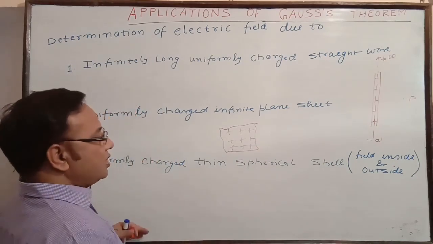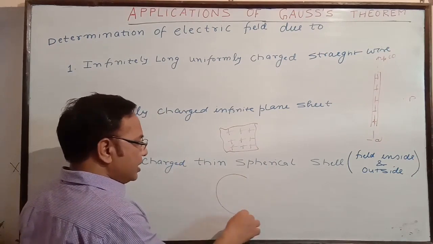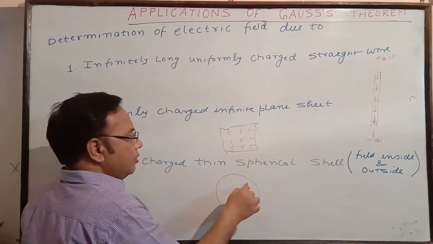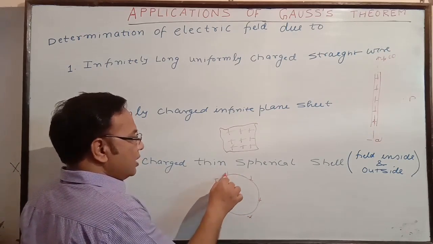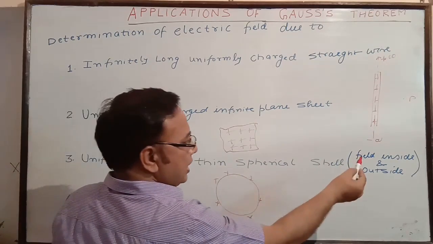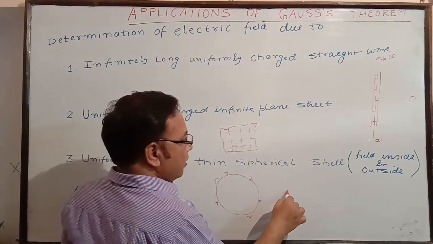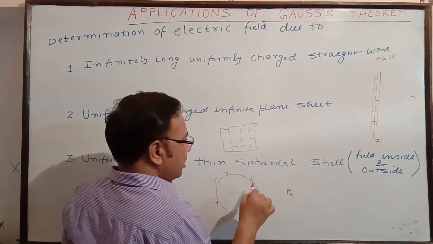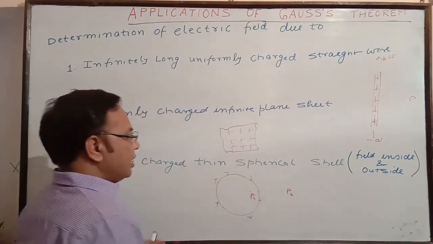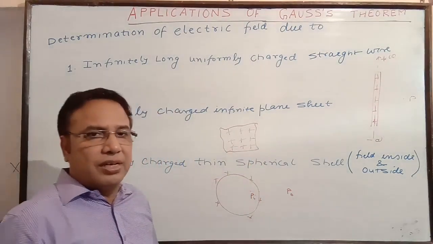Third is uniformly charged thin spherical cell. Very thin spherical cell is there, and it is uniformly charged as well, either positive or negative. Due to this, field inside and outside. At any outside point, field is to be determined. At any inside point, field is to be determined. Here also we can find out the field at the surface as well.